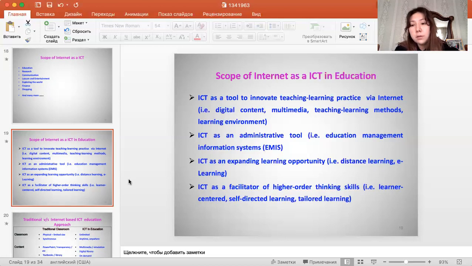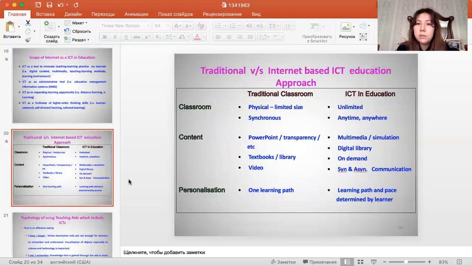It's distance learning, e-learning. I see the facilitation of higher order thinking skills like learner-centered, self-directed learning, tailored learning. Traditional versus internet-based ICT education. In a traditional classroom, it's physically limited in size, synchronous. Content is PowerPoint, transparency, textbooks, library, video. Personalization is one learning path.